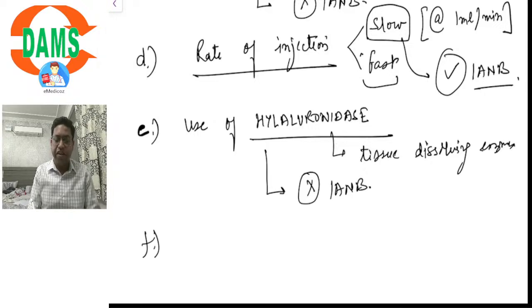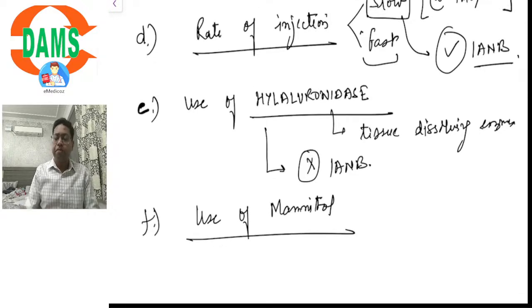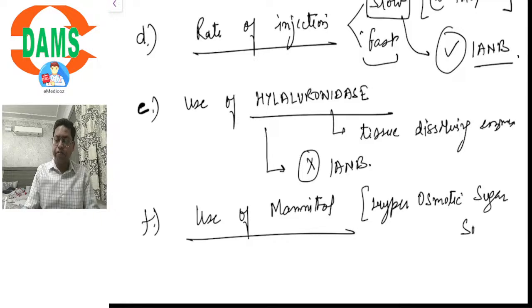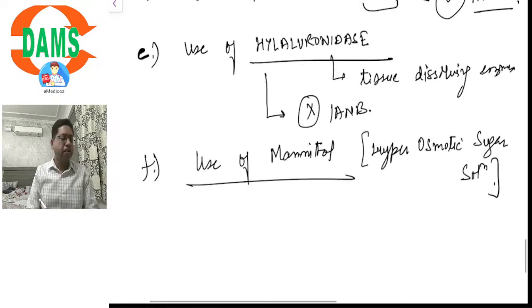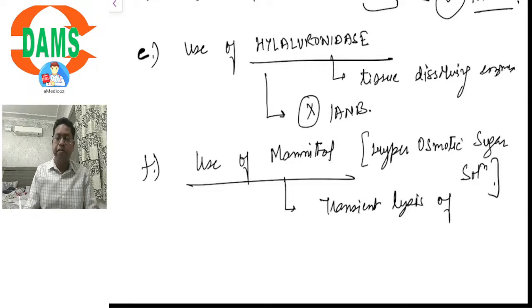Then another factor has been use of mannitol along with local anesthetic. What is mannitol? Mannitol is a hyperosmotic sugar solution. This hyperosmotic sugar solution, or mannitol, causes transient lysis of the perineurium, the outermost covering of the nerve membrane.